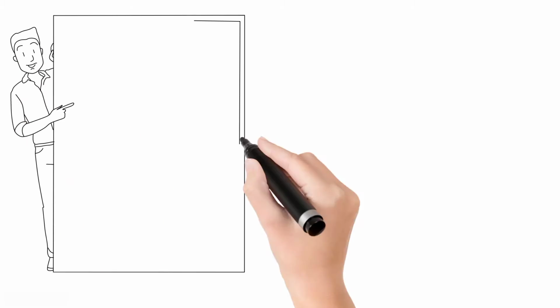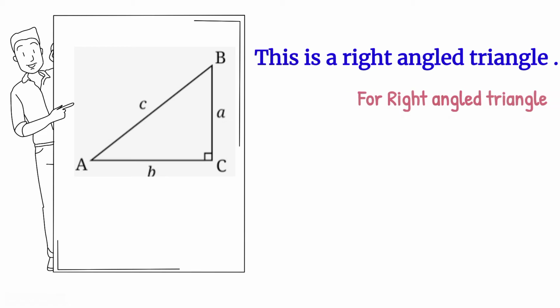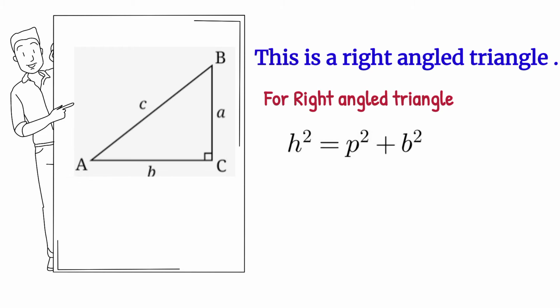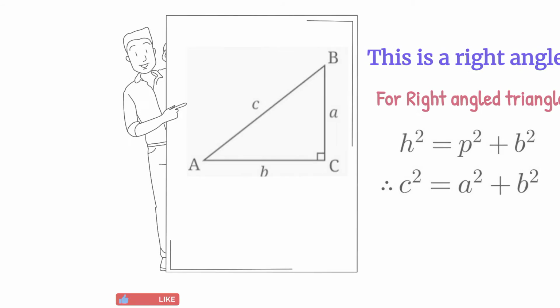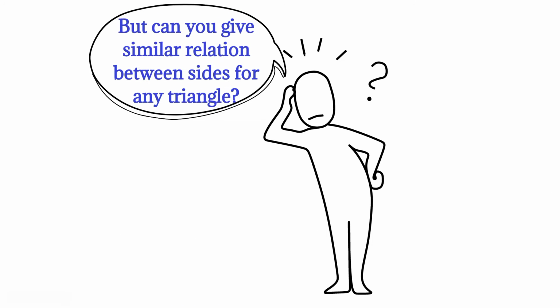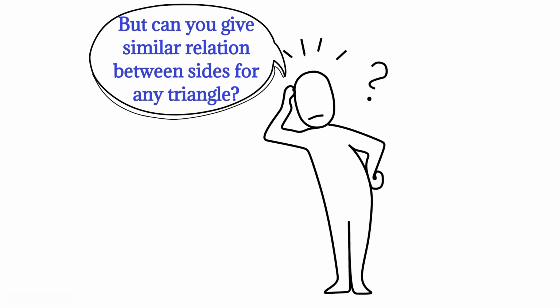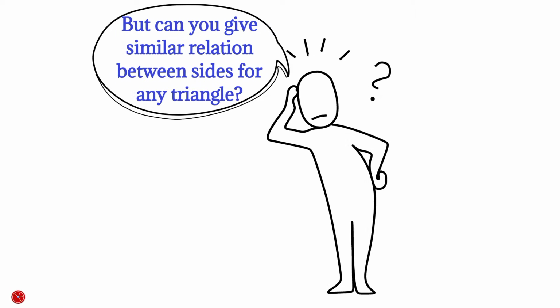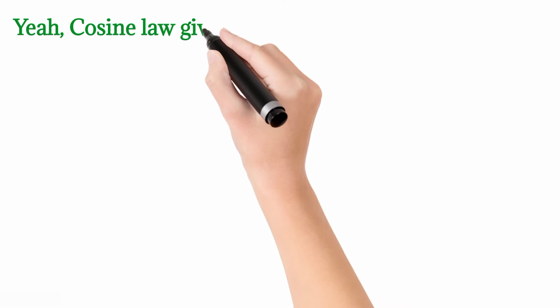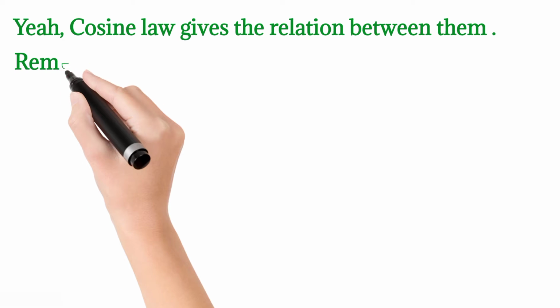This is a right angle triangle. For a right angle triangle, h squared equals p squared plus b squared, that is, c squared equals a squared plus b squared. But can you give a similar relation between sides for any triangle? Yeah, cosine law gives the relation between them.